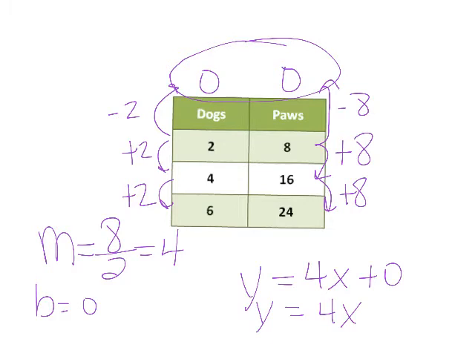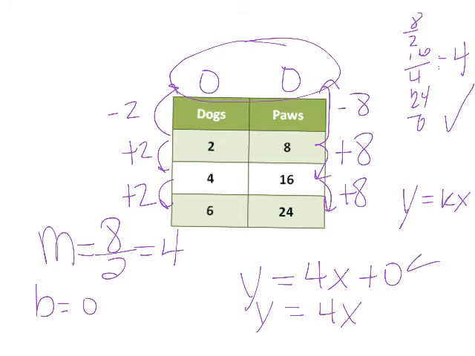If you recognize this as a proportion, because we know that 8 divided by 2 and 16 divided by 4 and 24 divided by 6 all equal 4, so it's proportional. We have a constant ratio, y divided by x, then you can just do y equals kx. Again, I would just stick with the same way we've been doing it before. Nothing changes except that this is a special type of linear relationship where the y-intercept is always 0.